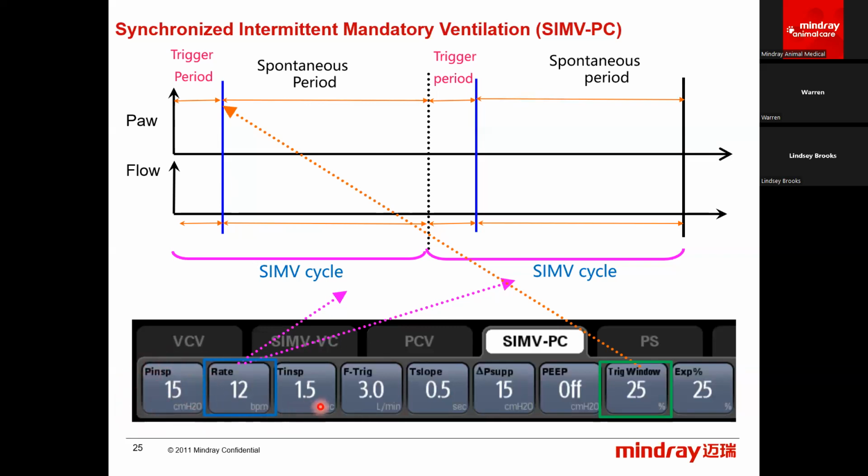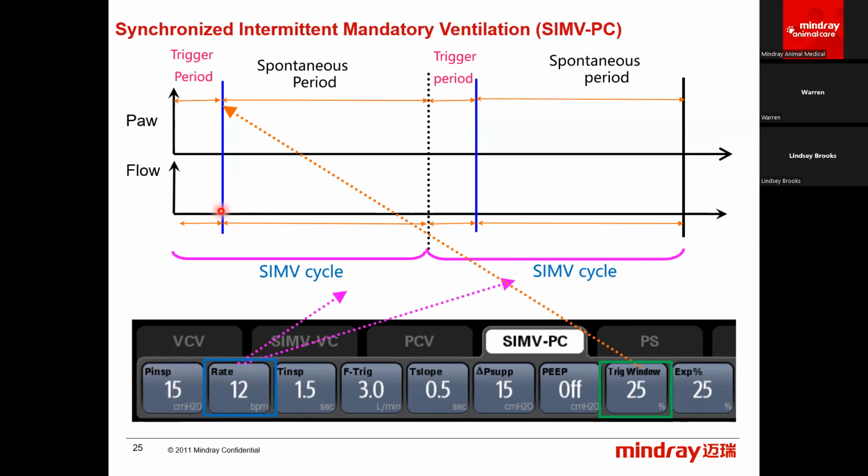So our delta P support, let's say that this is actually 10 centimeters of water. So let's say my patient took a breath right before I was about to give a mandatory breath. So the machine goes, oh, you know what? I'm going to just move this breath up half a second sooner. But I'm going to make sure that you do get an inspiratory pressure of 15 centimeters of water.